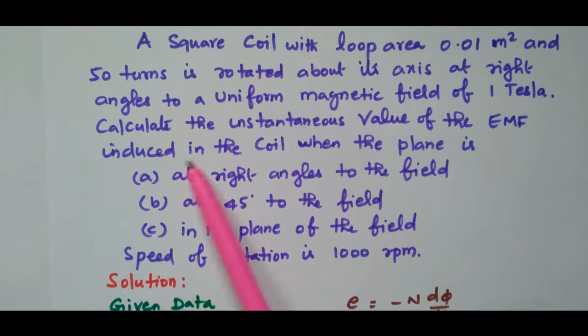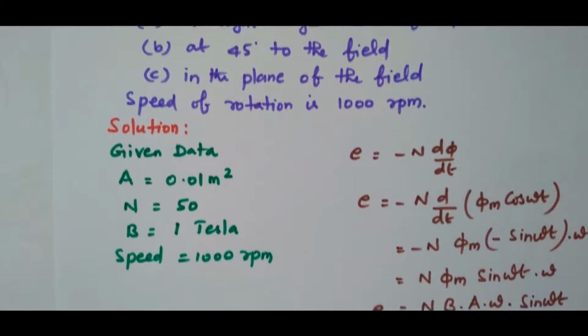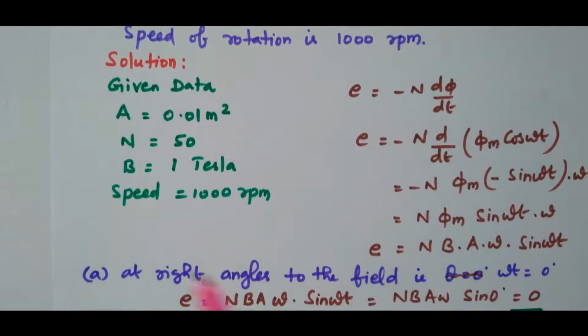We need to find the induced EMF for 3 different conditions: at right angle to the field, at 45 degrees to the field, and in the plane of the field. The speed of rotation is given as 1000 rpm. Now the given data: area is 0.01 meter square, number of turns is 50, the magnetic flux density is 1 Tesla, and the speed of rotation is 1000 rpm.